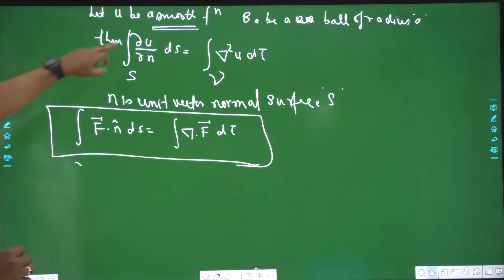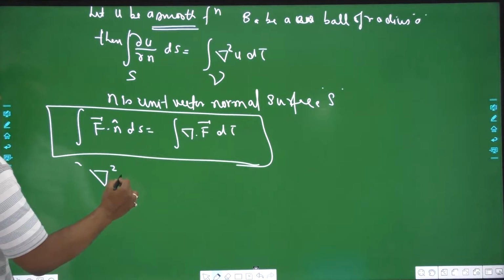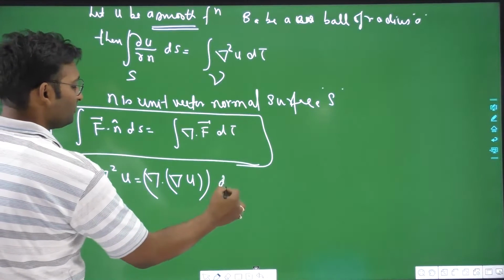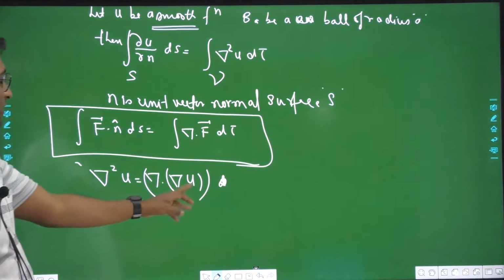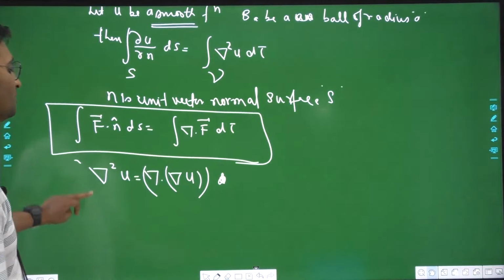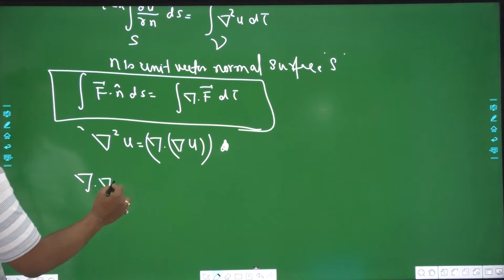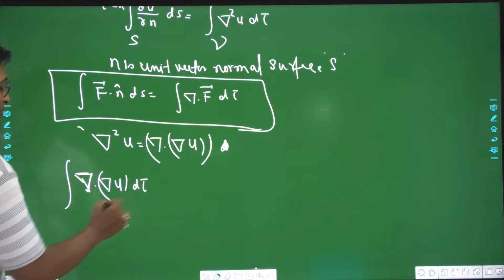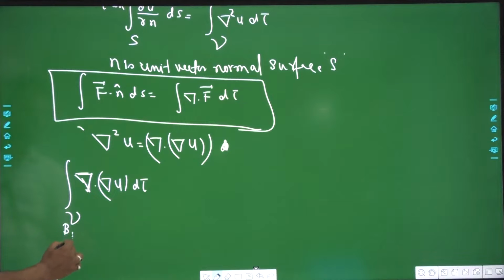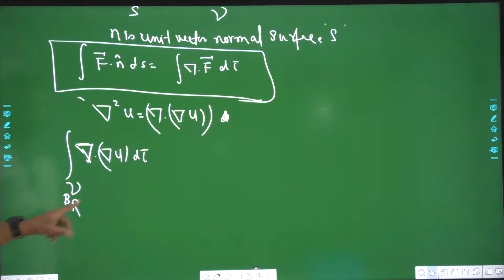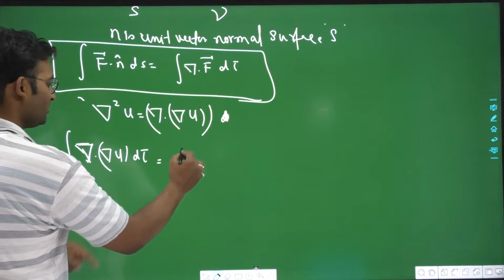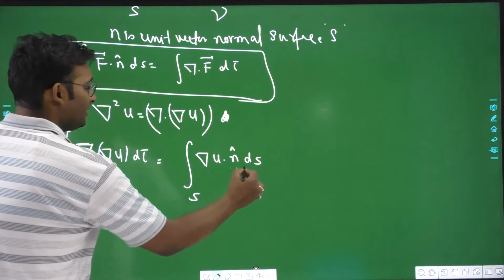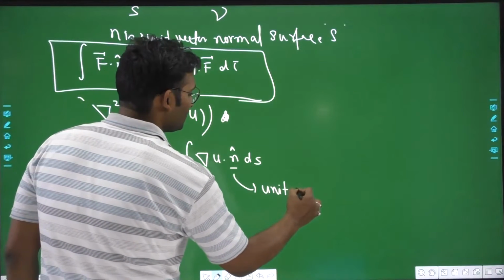Okay, so if you're writing del square u, what I can say is that your del square u is del dot grad of u. So instead of del dot F vector, what I am having is grad u. So if I'm saying what is del dot del u, the divergence of grad u d tau over some ball of radius r, then according to the divergence theorem this will be equal to grad u dot n cap dS, where n cap is the unit vector normal to S.